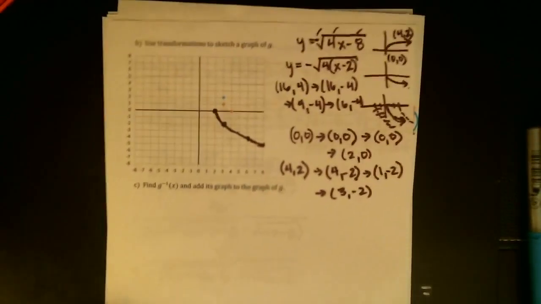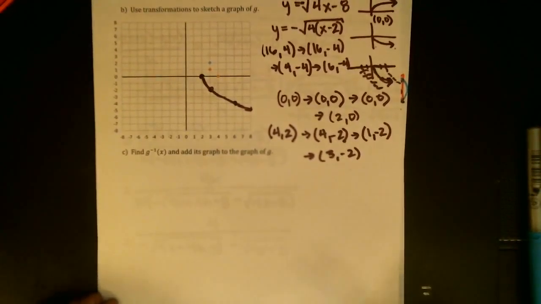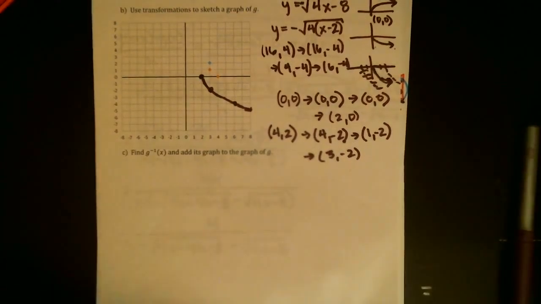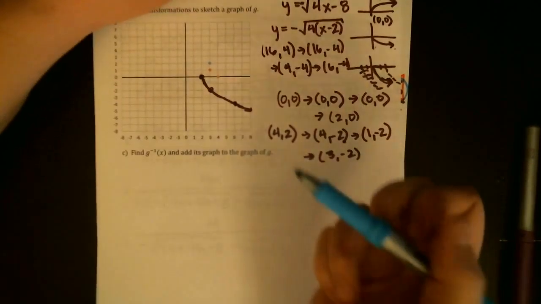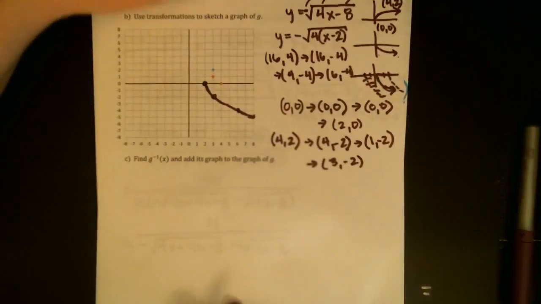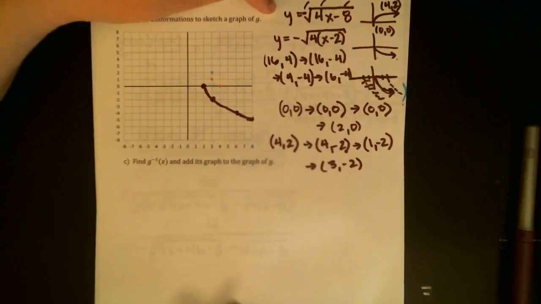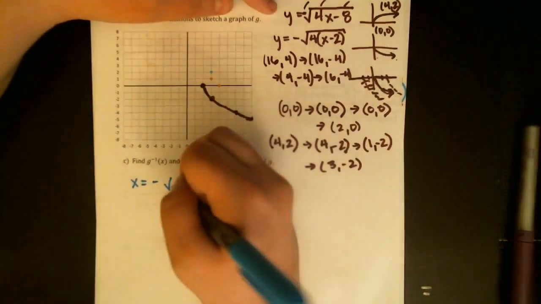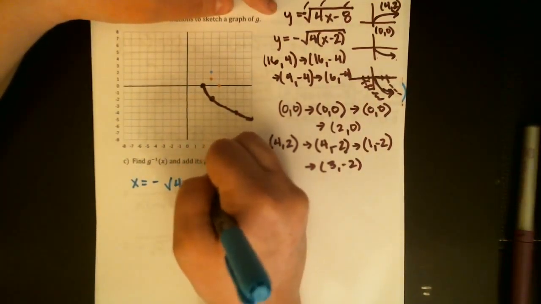Okay, and then the last part, this one's not nearly so much of a beast as the last one. Let's find G inverse, and then we'll sketch its graph with G so that we can talk about this whole one-to-one business again. Okay, so if I want to find G inverse, again, my function here is y equals negative square root of 4x minus 8. So we're going to start with x equals negative square root of 4y minus 8.